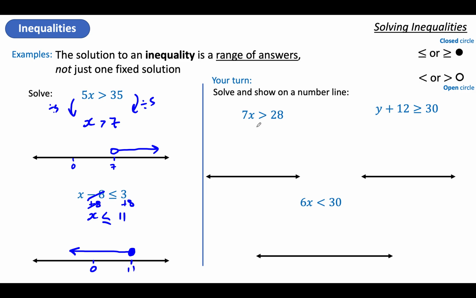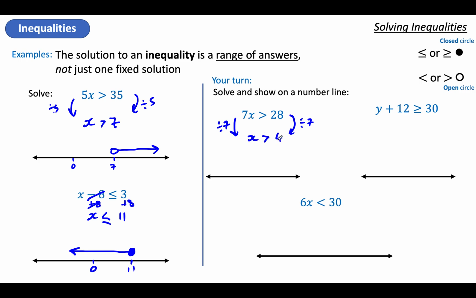Now, 7x is greater than 28, but I don't want 7 of them. I only want 1 of them, so I'm going to split it into 7 equal pieces. I'm going to divide it by that number. Divide by 7. And 28 divided by 7 is 4. And just put the same sign in. See, not rocket science. We're literally just doing what's there. So x is bigger than 4.